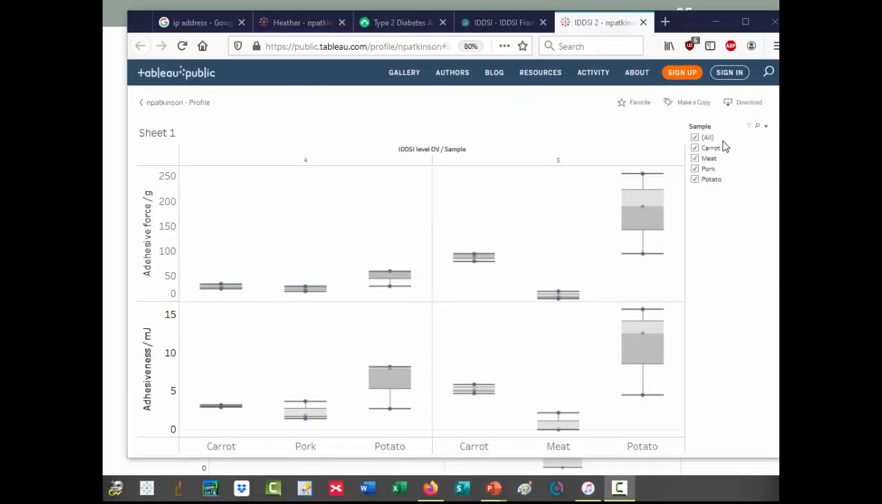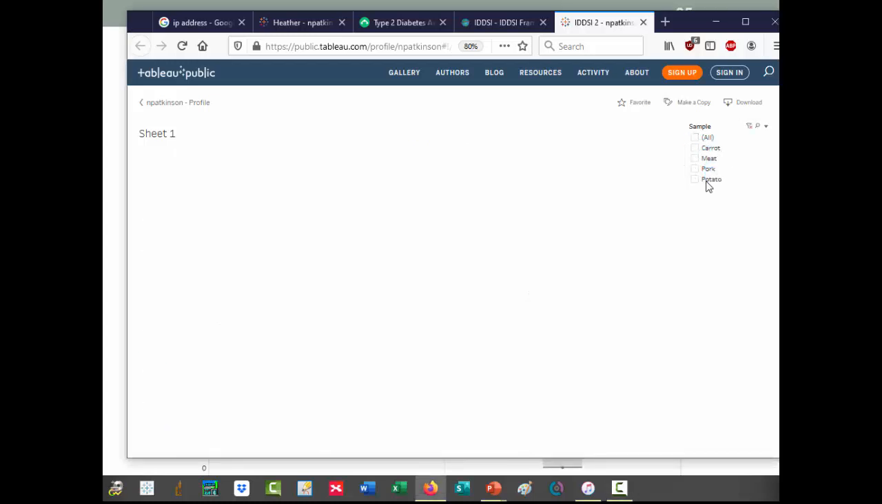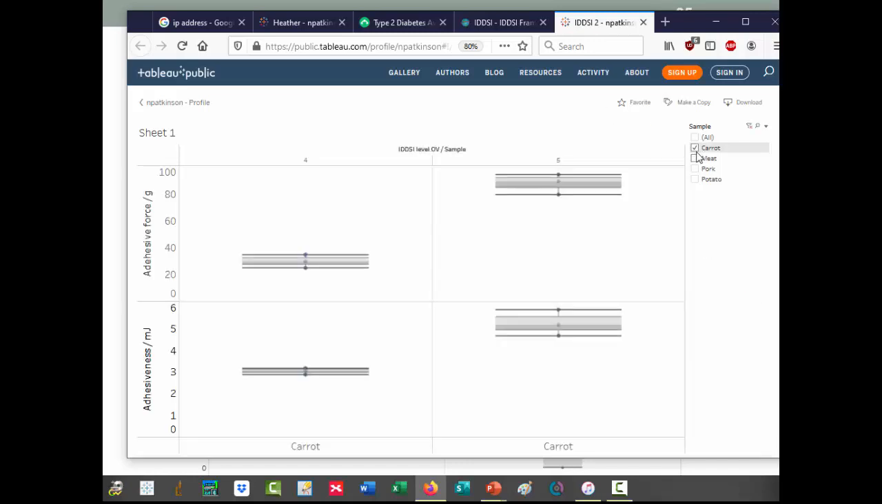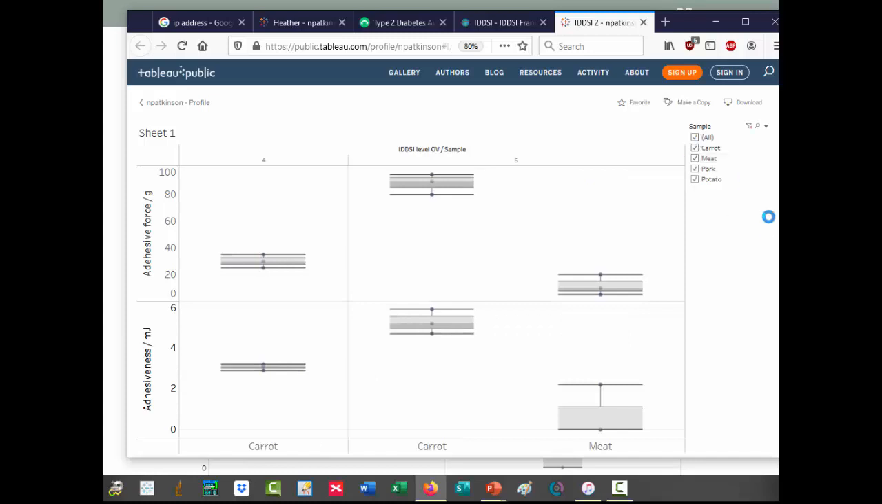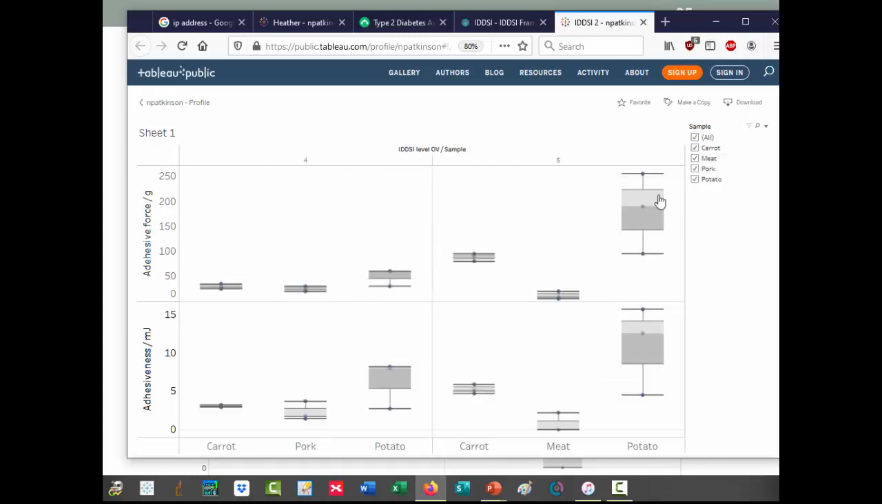Right, so what we've got here is the information for various components of a meal. So we've got them all at the moment. If we're, for example, only interested in carrot, we could just bring up carrot. Or meat, compared to meat. Meat's quite a good one, but we'll bring up all of them. And we'll notice that there is a wide range here. So this is the average.